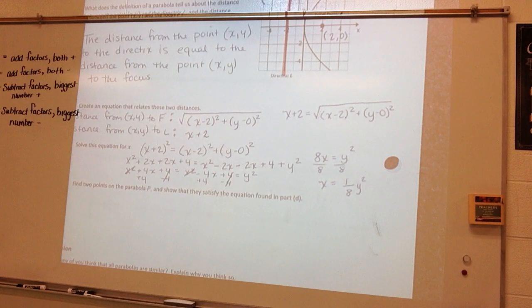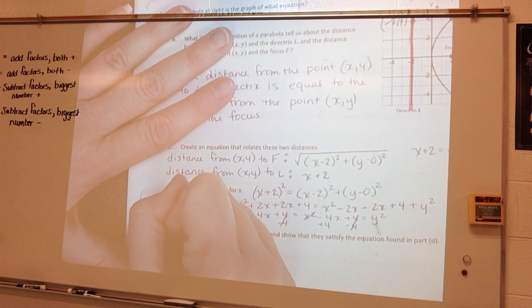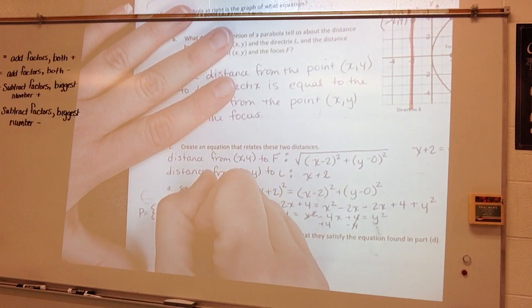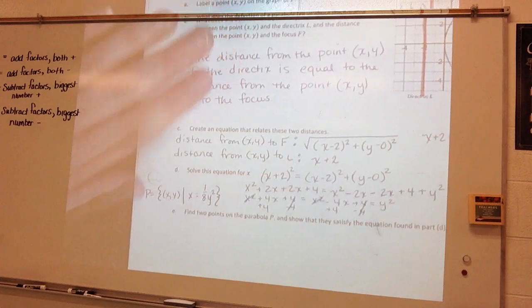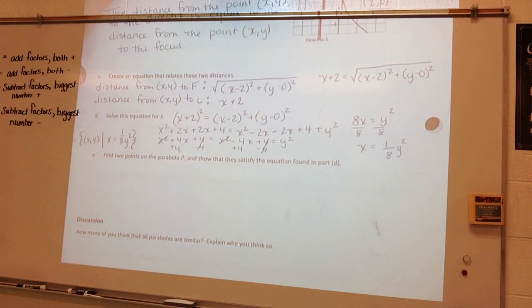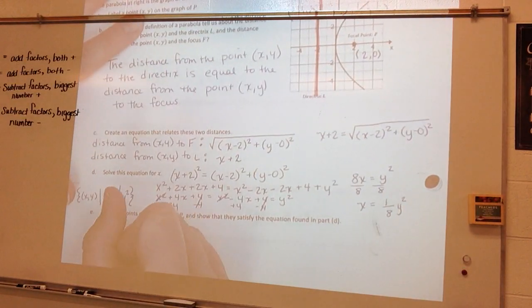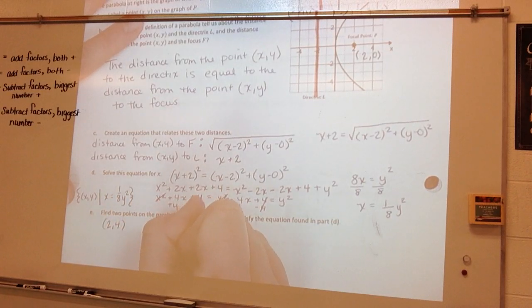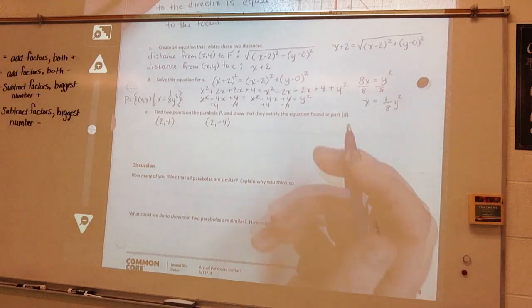Alright, so I know that P in terms of xy would look like this. X is equal to 1/8 y squared. Find 2 points on the parabola P and show that they satisfy the equation from part D. Alright, so if I look at this, I could do (2, 4) and (2, -4), because I can see that those points are actually points on my parabola.